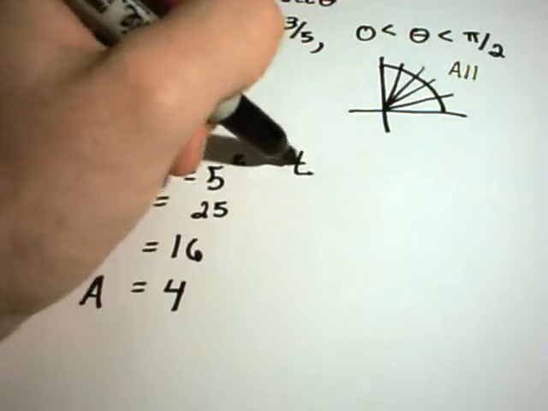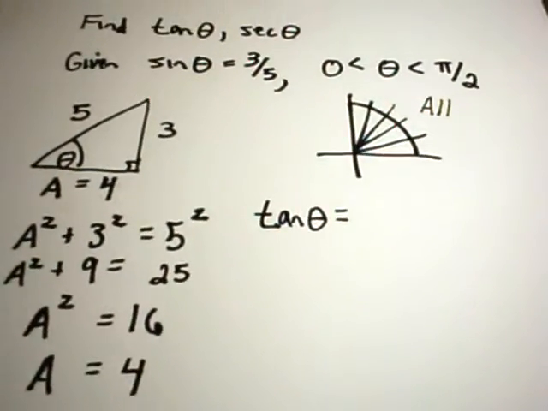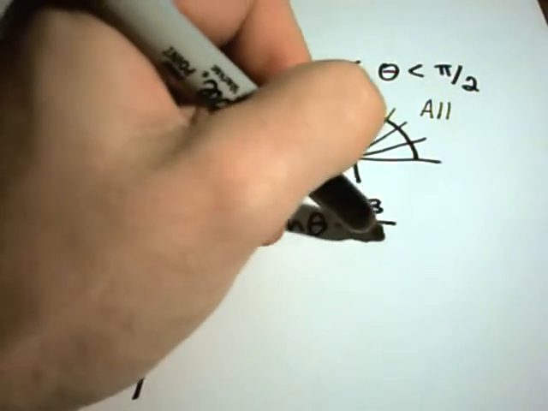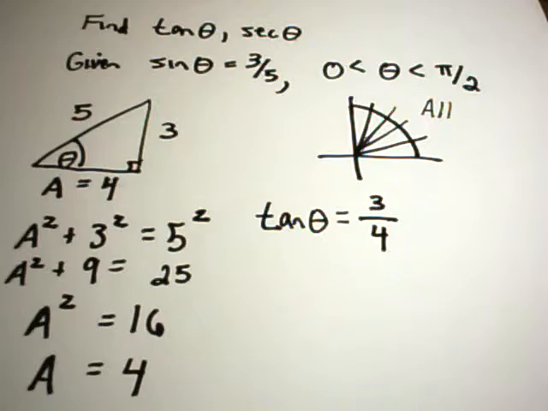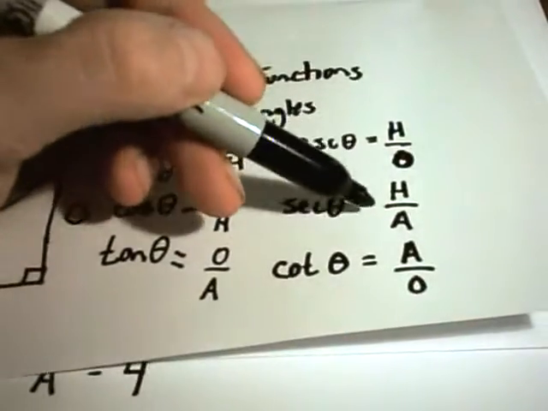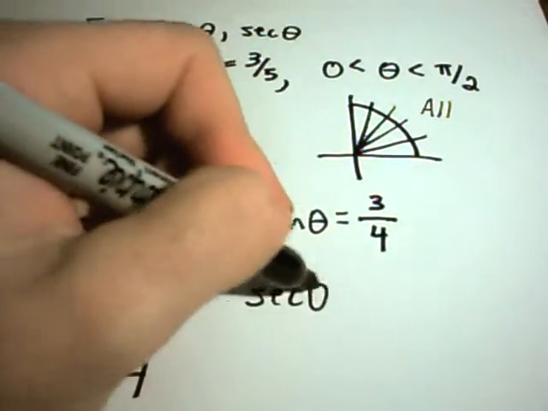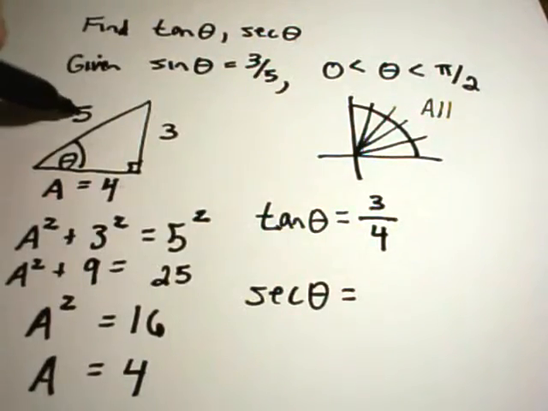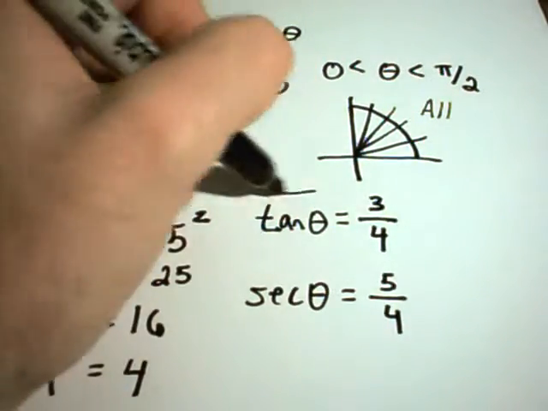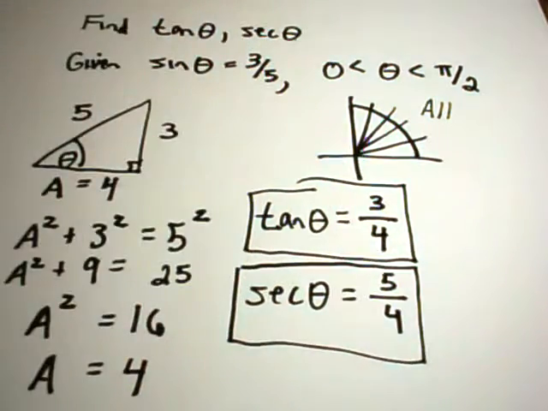So if we want to figure out what tangent of theta is, again, tangent is defined to be the opposite over the adjacent. So tangent of theta will be 3/4. Secant of theta is defined to be the hypotenuse over the adjacent. So secant of theta will simply be the hypotenuse, 5, over the adjacent, which is 4. And there are your solutions.